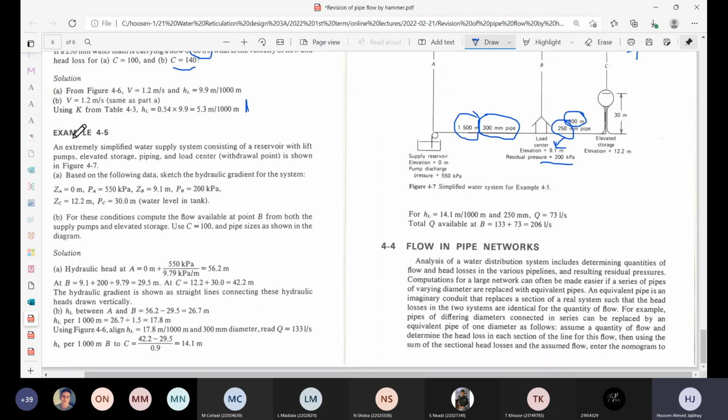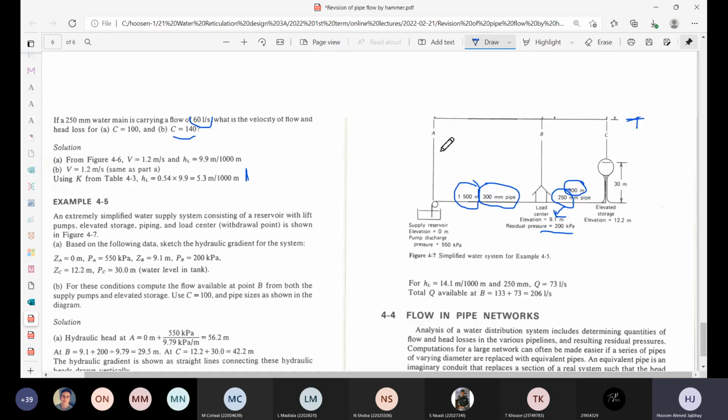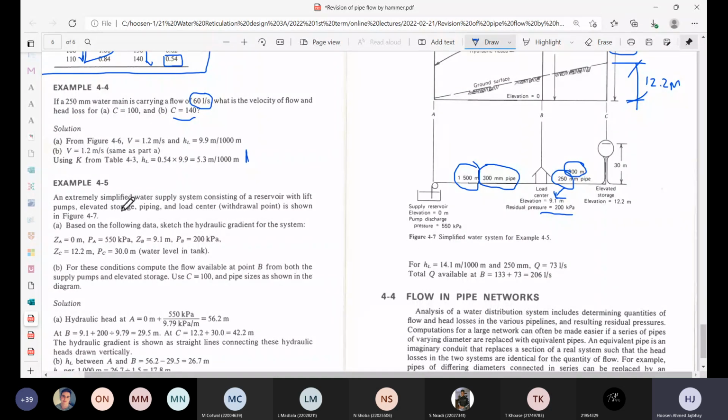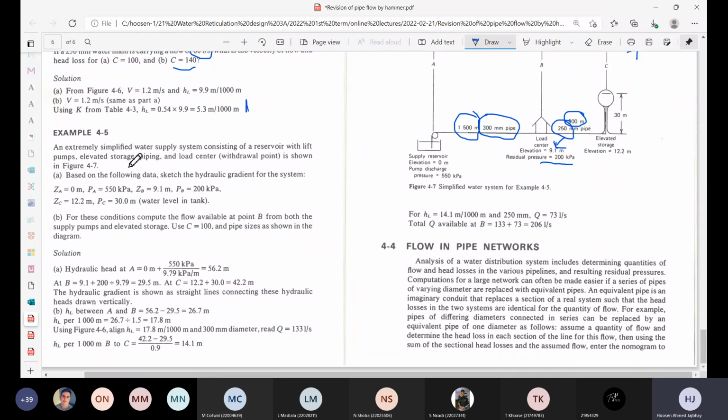Right, so example 4.5 says: an extremely simplified water supply system, and it's true, it is extremely simplified, consisting of a reservoir with lift pumps. Lift pumps means that it's going to increase the pressure, so you're lifting the water to a certain height, increasing the pressure in that pipeline. Then elevated storage, that's the elevated storage at point C. Piping, we know about the pipe from A to B and from C to B.